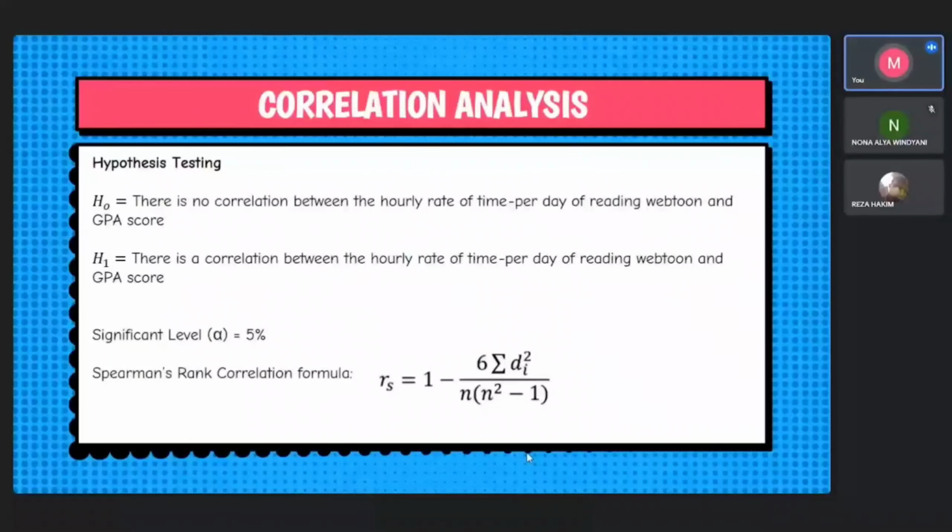In this correlation analysis, we have two hypotheses as well. The null hypothesis, or H0, is that there is no correlation between the hourly rate of time per day of reading Webtoon and GPA score, while the alternative hypothesis, or H1, is that there is a correlation between the hourly rate of time per day of reading Webtoon and GPA score. The significance level alpha that we use is 5%, and in this analysis we use the Spearman rank correlation test, whose formula is shown in the slide.